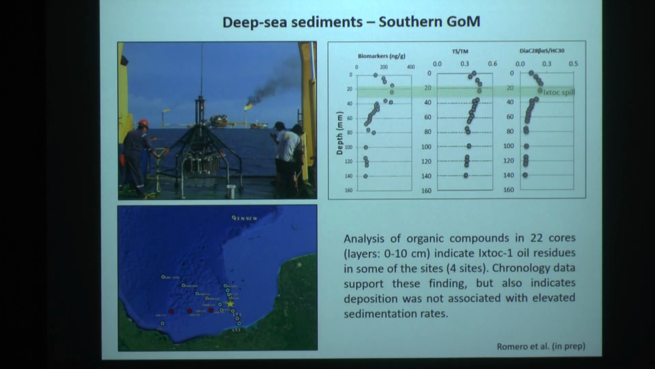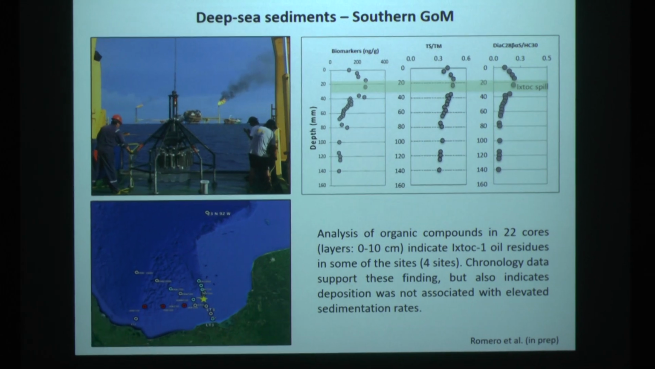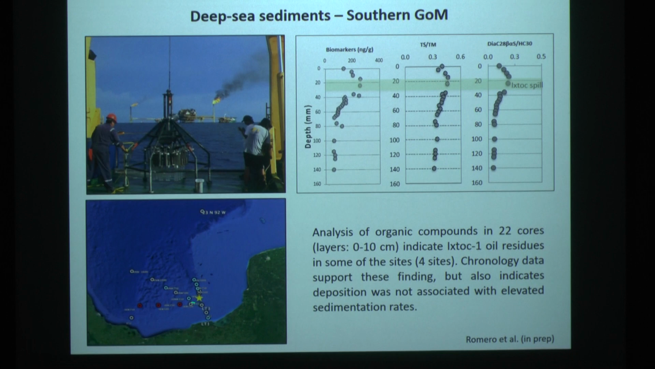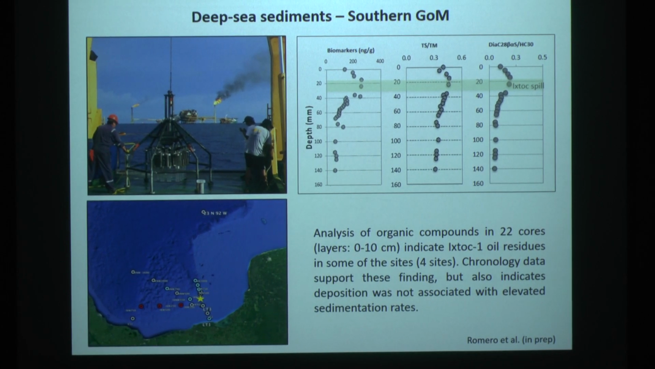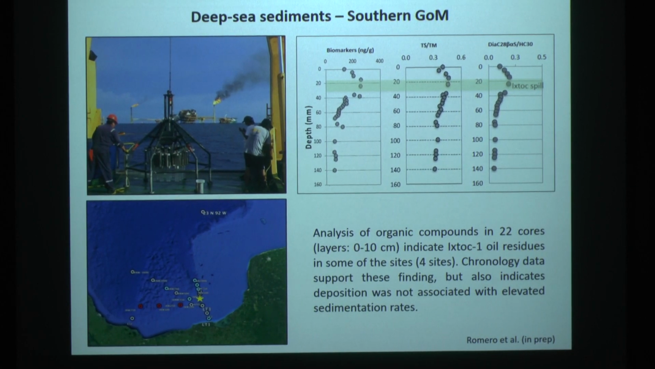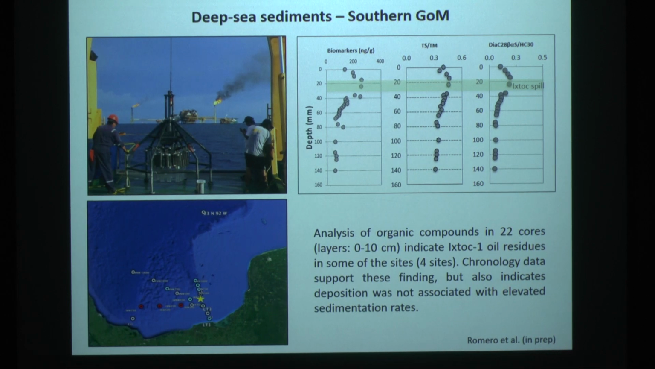So now, sediments from the deep sea collected in the southern Gulf of Mexico. We were able to collect 22 different cores in 2015, and you can see these transects. These transects were determined based on the distribution of surface oil slicks that were observed in 1979 and 1980.